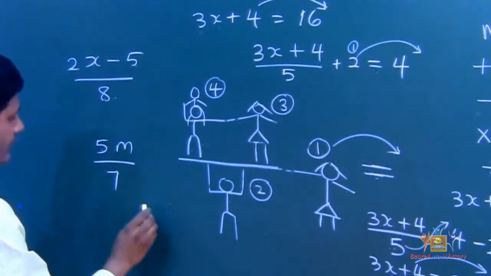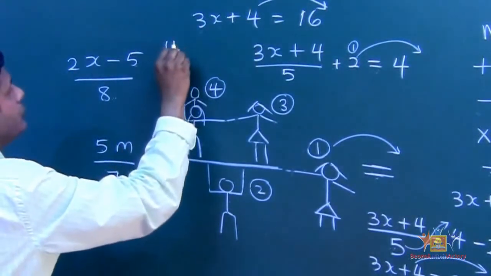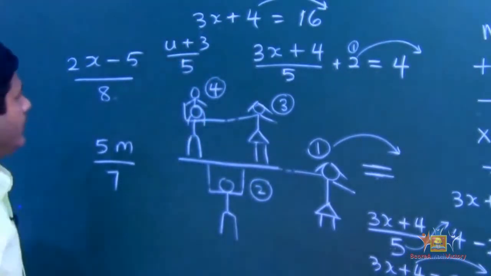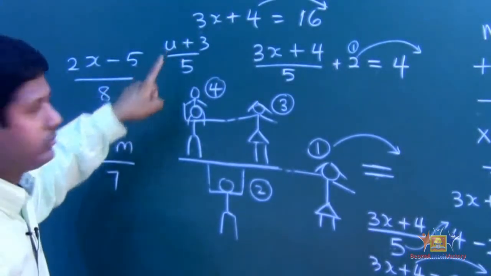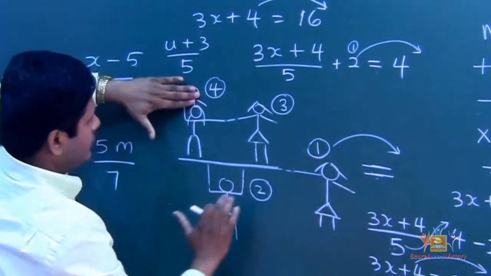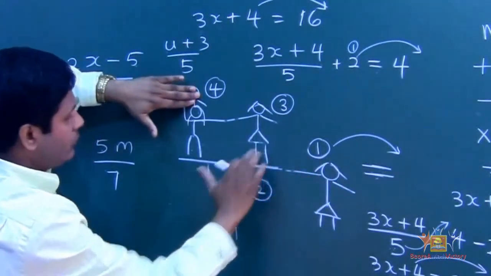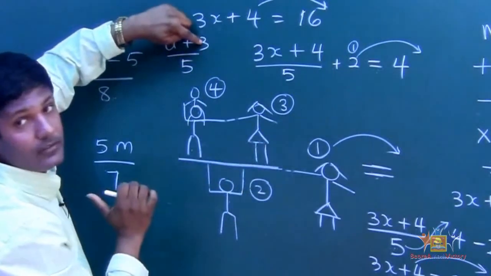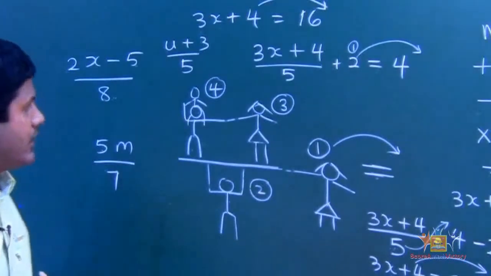Now what happens if I say u plus 3 over 5? I'm looking for u. Who goes first? In this case, you don't have your little brother, you don't have your mom. Your dad and your sister. So who goes first? Your dad. 5 goes first. And then your sister next. See that? So now let's do that.